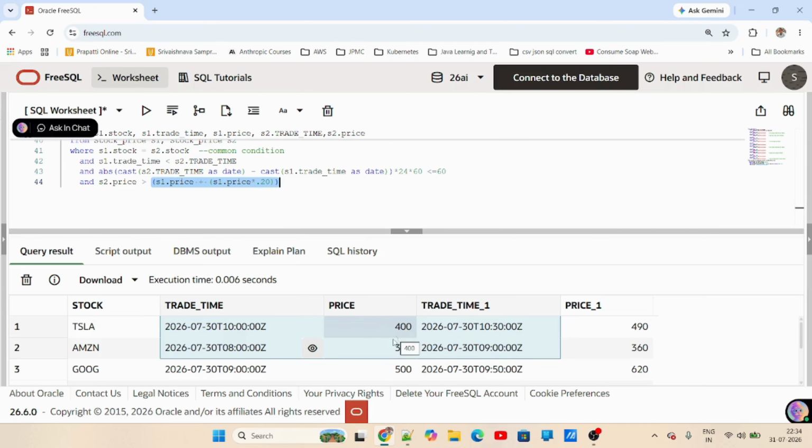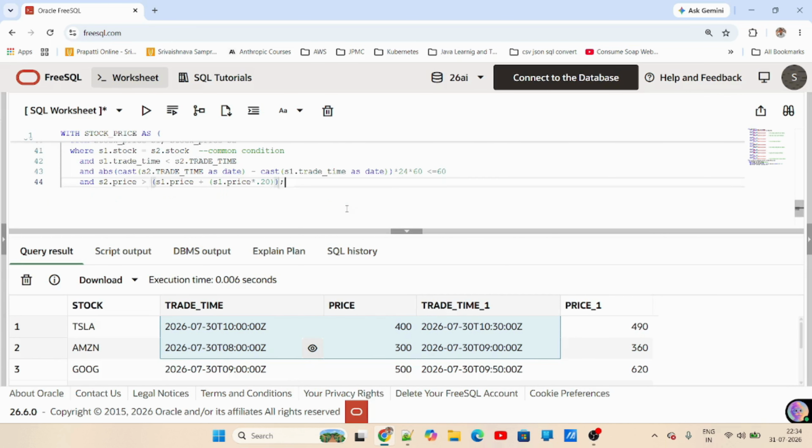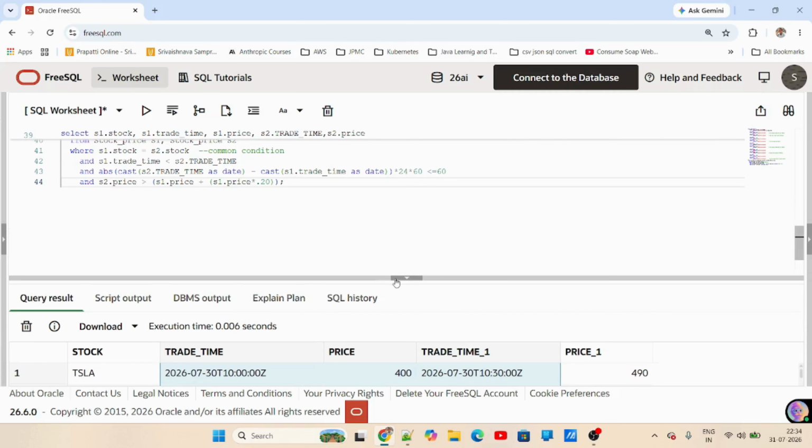Suppose if I take the example of this one, 400, right? So my 400, and what is the S2 price? 490. So my 490 should be greater than 400 plus 20% of 400, which is 80. So 400 plus 80 is 480. So in this case, this will be a correct record where Tesla has actually increased by more than 20%. So this is how we should actually work out the query.